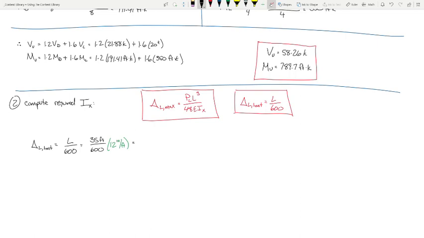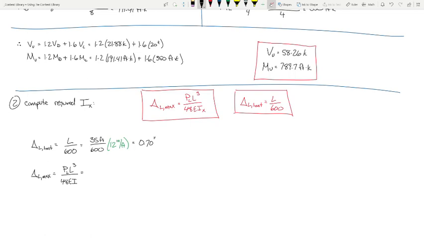0.7. 0.7 inches. Got a second? Yeah. Okay. We'll say 0.70 inches. Okay, and now our maximum deflection is PL cubed over 48 EI. Now, let me show you what I'm going to do, so everybody follow along with me, all right?